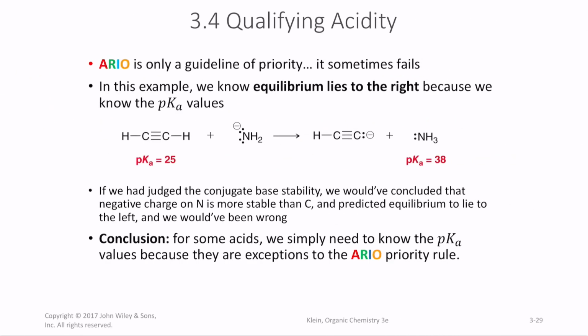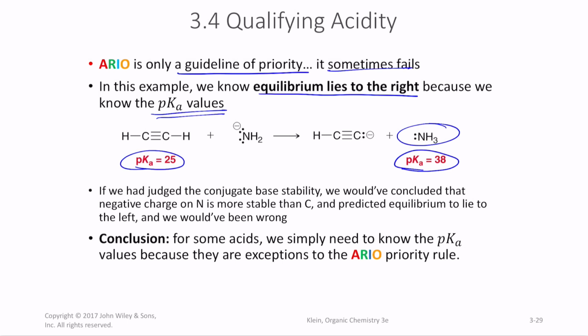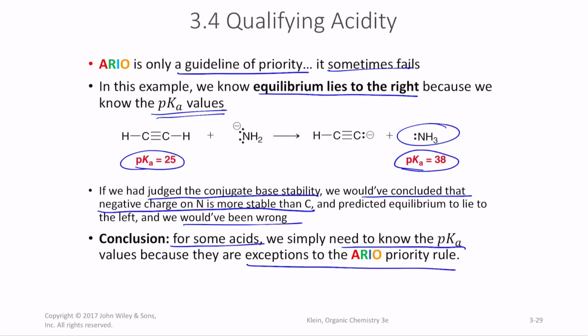ARIO is also only a guideline of priority, so it sometimes fails. For example, we know the equilibrium lies to the right because we know pKa values. When you take the pKa values of acetylene and ammonia, we judge that whichever is the weaker acid, ammonia, the equilibrium will lie to the right. If we had judged the conjugate base stability, we would have concluded that the negative charge on nitrogen is more stable than on carbon, and we would have been wrong. For some acids, we simply need to know the pKa values because there are exceptions to the ARIO priority. But most of the examples in this chapter will not be those exceptions. We will have proper structures with a proper priority, so just use that framework to work with.